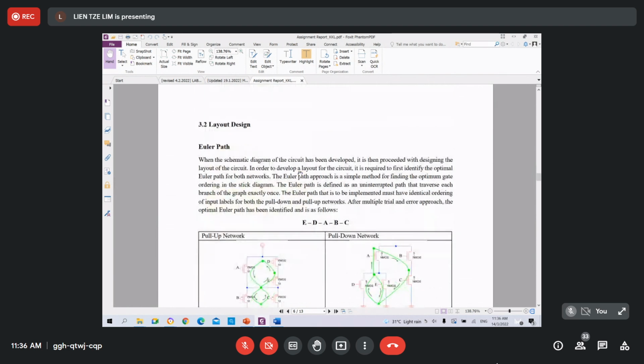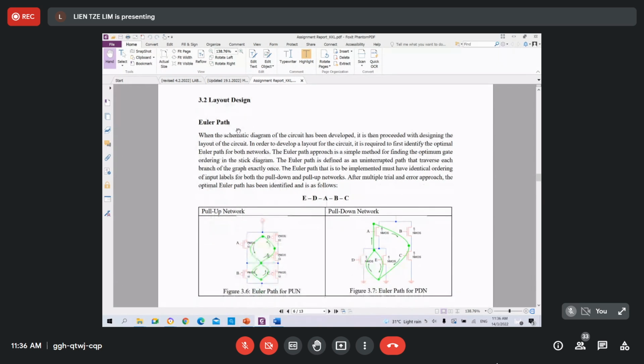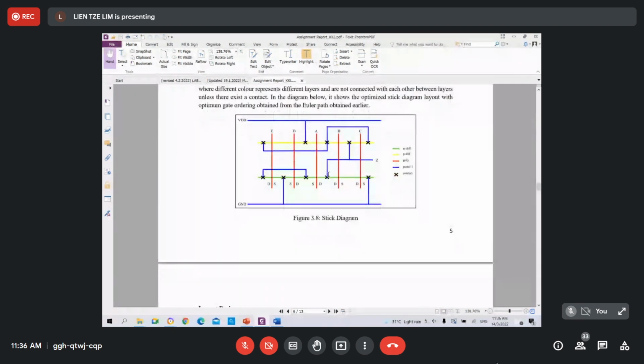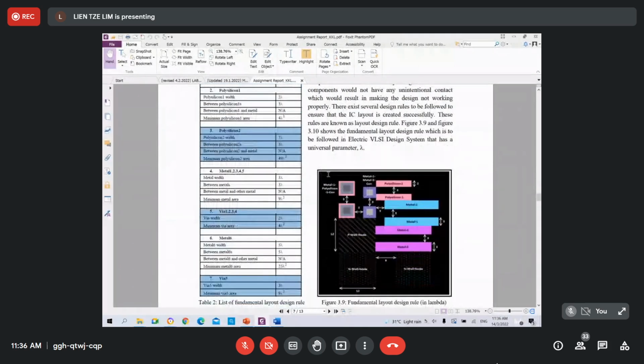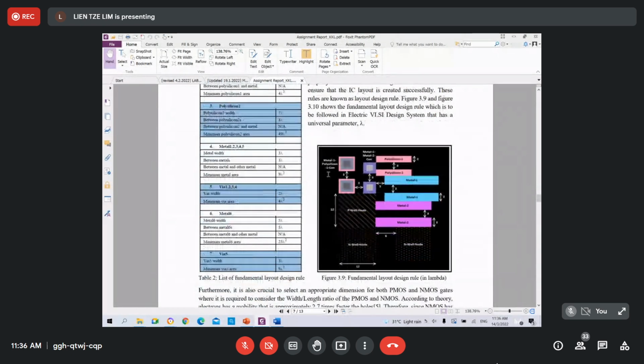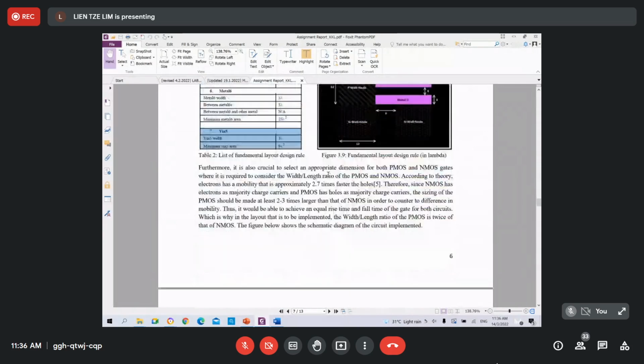After the schematic diagram, then the layout. Layout design also is one part of the design methodology, and that one you also have to include. To draw this layout design, if you apply the Euler path and stick diagram, then you will have to put them under this design methodology. So all this you can include. And then the physical layout must all follow the design rules, so some of the design rules you also can include.